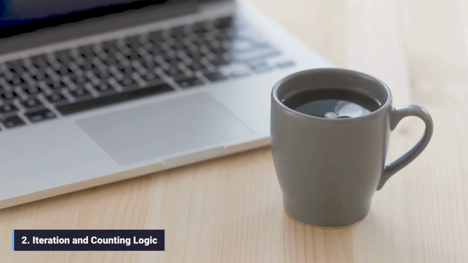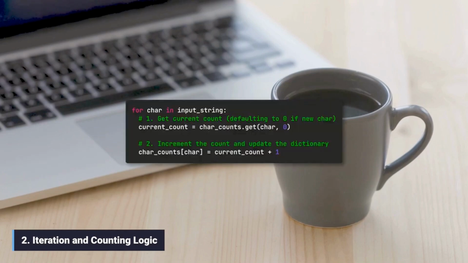2. Iteration and counting logic. We loop through every character in the input string. For each character, we use the dictionary's get method. This method safely retrieves the current count, and if the character is not found, it conveniently returns 0. We then add 1 to this value and update the dictionary.